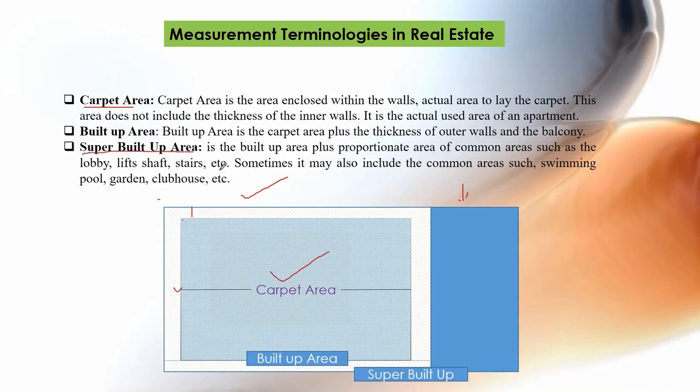Super built up area is the built up area plus the proportionate area of the common area. So let's say this is the lobby, and in this lobby you have two flats, one flat this side and another flat this side. Whatever is apportioned to you, let's say half of the area is apportioned to you, that will be included in the super built up area.